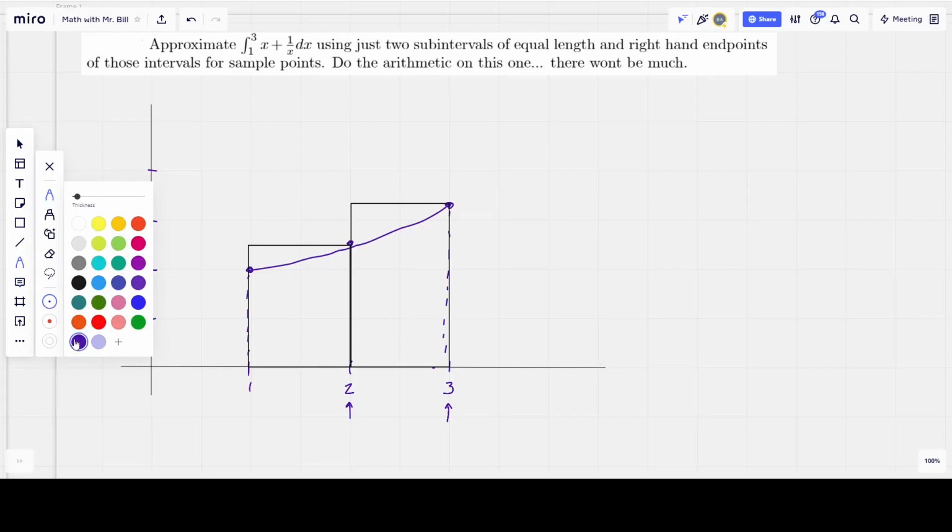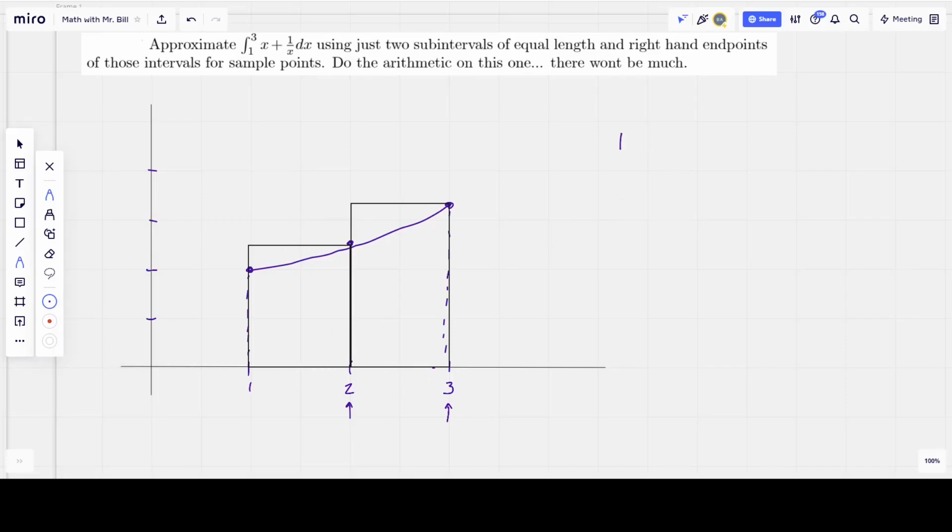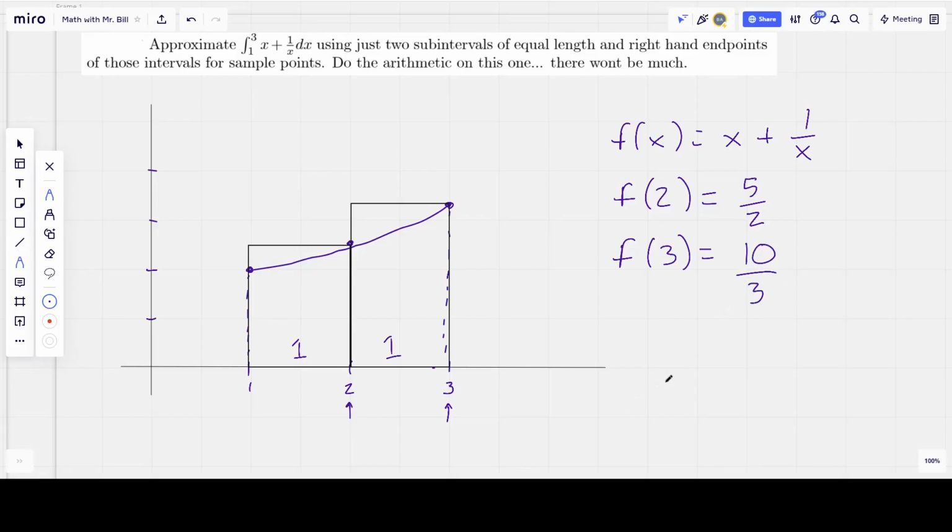Okay, so now we need to find the area of each of those rectangles. So we've got f of x is equal to x plus 1 over x. We have the width of each of our rectangles, which is going to be 1. And so our height now, the first height we want is the height at 2. So f of 2 is equal to 2 plus 1/2. So that's 2 1/2 or 5/2. And then for our second rectangle, we want the height at 3. So f of 3 is equal to 3 plus 1/3, which is 9/3 plus 1/3, which is 10/3.